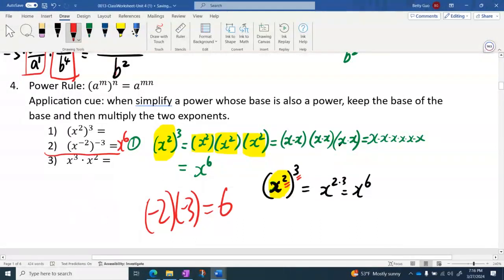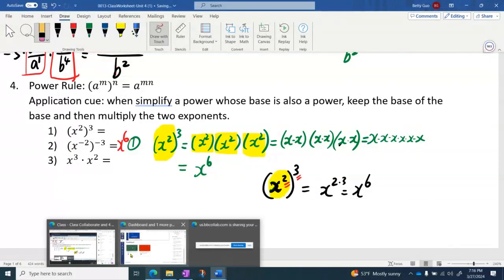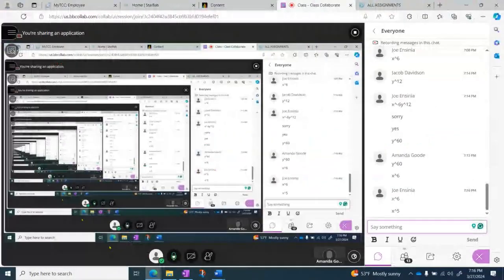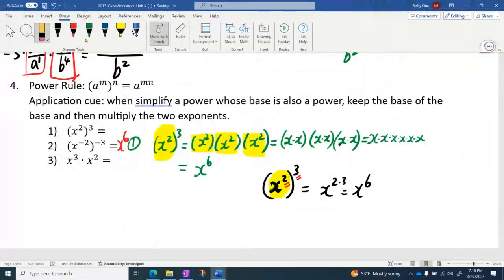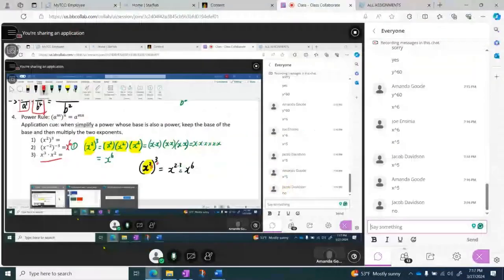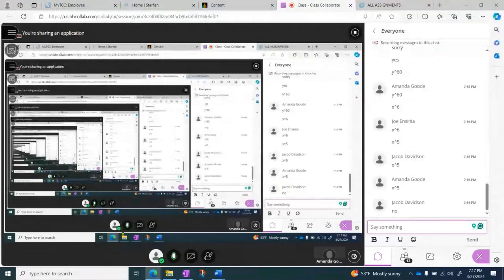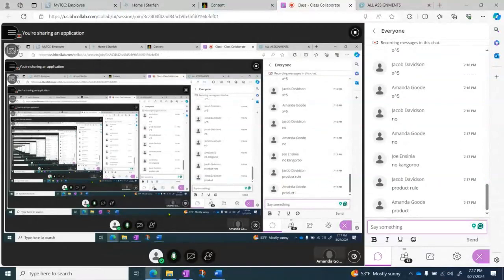Very good. And help me out to simplify number 3. Question number 3. What's the result of number 3? X cubed times x squared. X to the fifth. Did we use the power rule for number 3? No. What rule did we use for number 3? No kangaroo. Exactly. Product rule. Perfect. Thank you, Jacob. Exactly, Amanda.